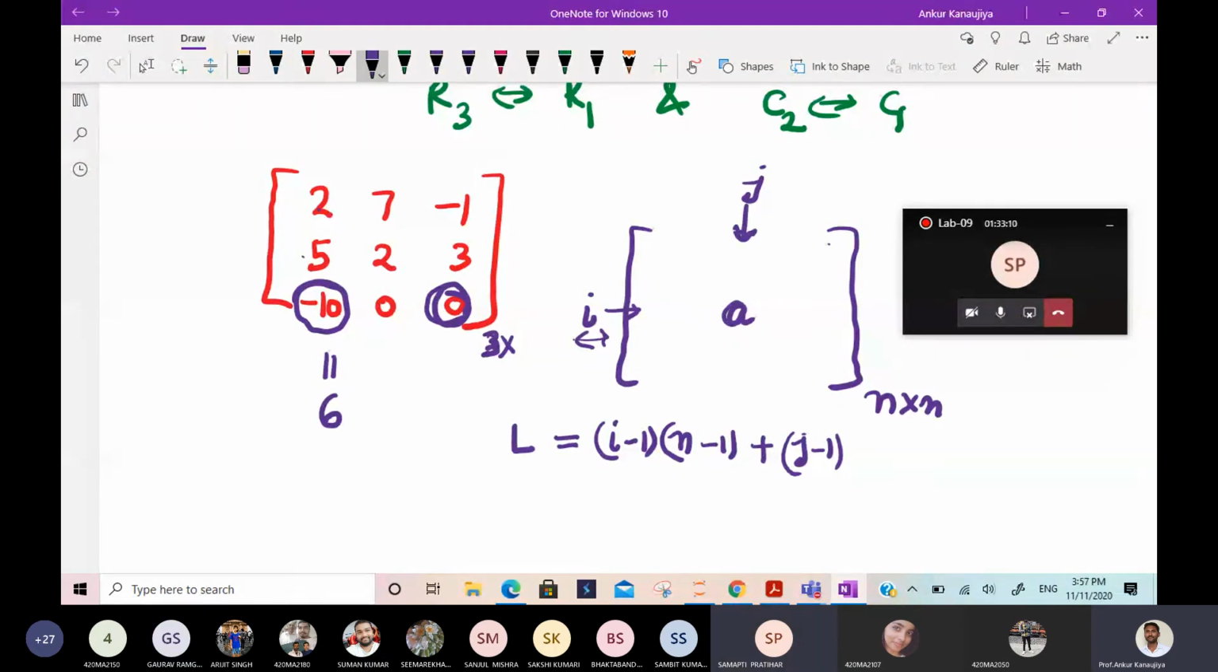If you take the floor function, you will get the integer value. That means the second row, because the second row will start from here. Even 6 by 3 is 2, and this will also be 2. So you will get the index i by dividing by the matrix size. If you divide L by n minus 1, you will get i minus 1. If you divide by n, you will get i. So that is how to find the row. Is it clear?